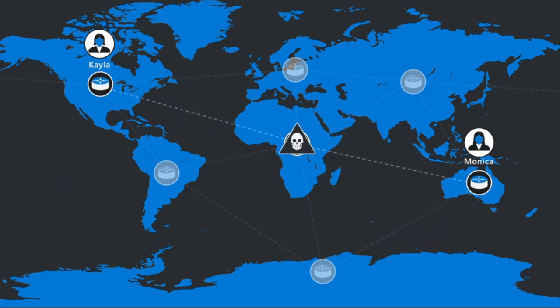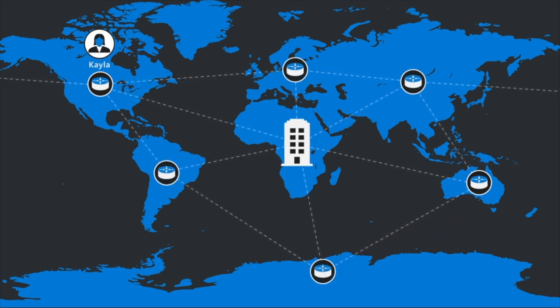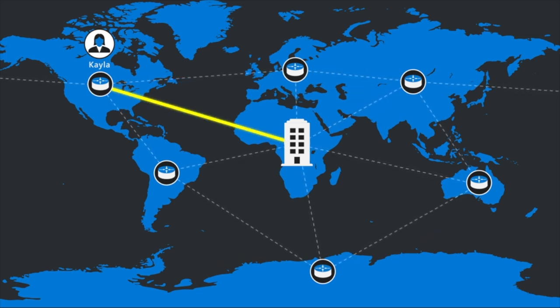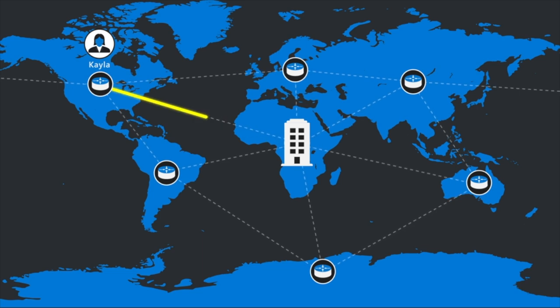Another common type of attack is called a distributed denial of service attack. The purpose of this attack is to overwhelm the server with requests. Kayla is visiting her favourite website, which is hosted on a server somewhere in the world. Data is being sent back and forth across the network.